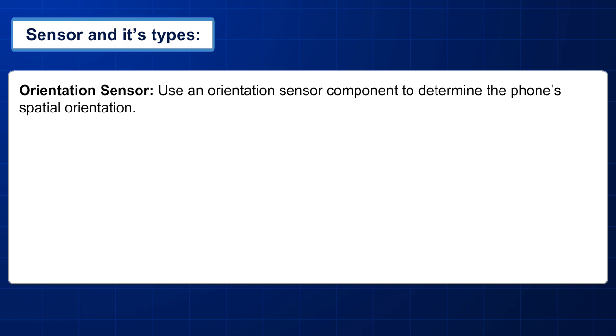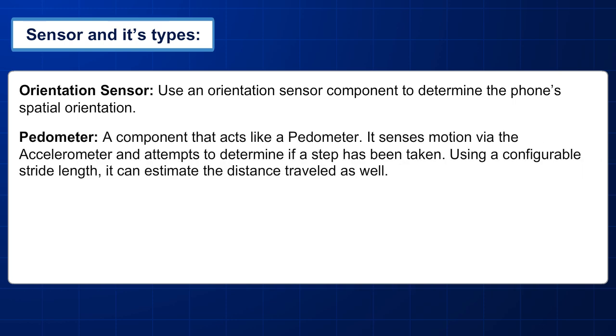Orientation sensor: use an orientation sensor component to determine the phone's spatial orientation. Pedometer: a component that acts like a pedometer. It senses motion via the accelerometer and attempts to determine if a step has been taken using a configurable stride length. It can estimate the distance traveled as well.